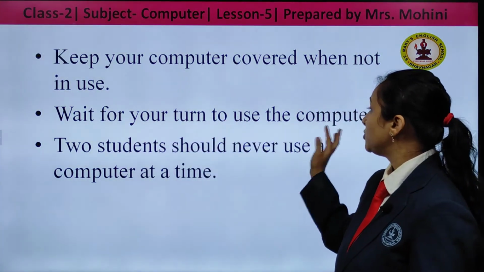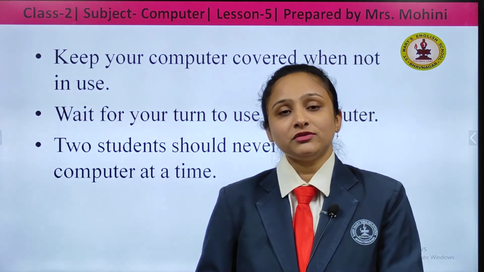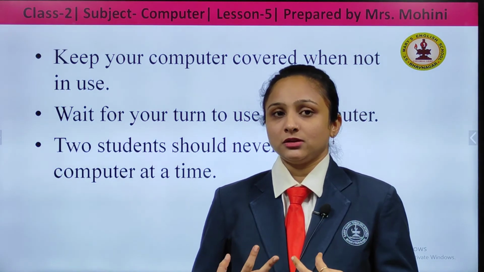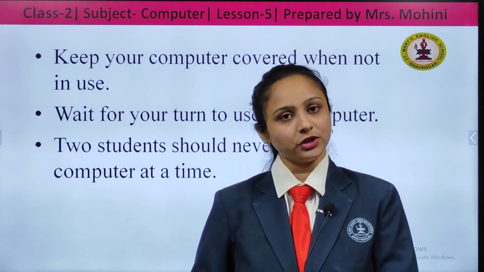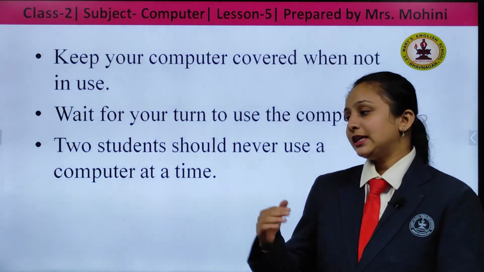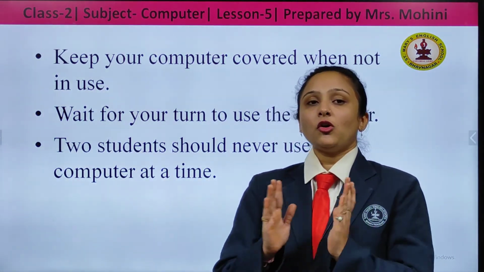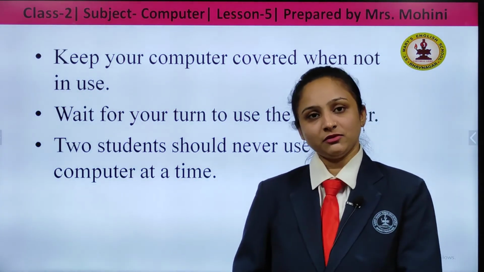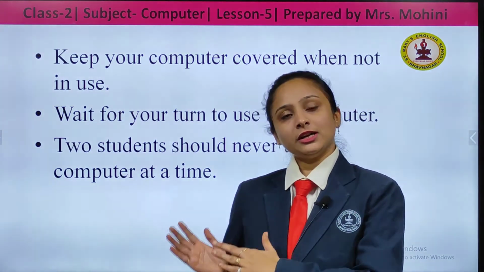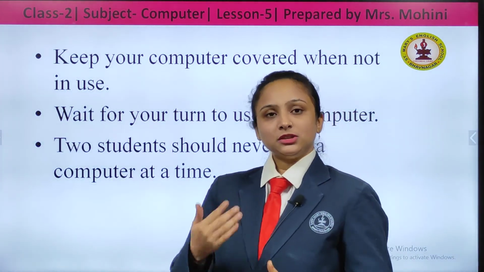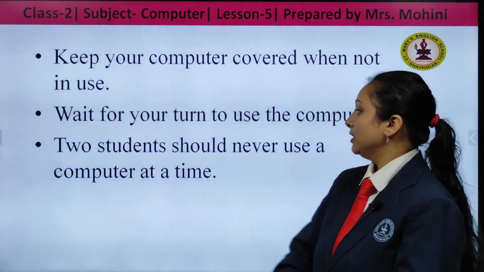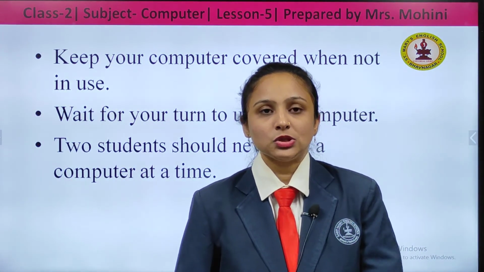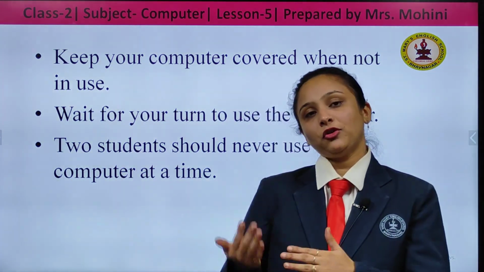Wait for your turn to use a computer. Sometimes two people use the same computer. The computer cannot understand two instructions. One instruction is enough for the computer to understand. So, when two students are there, or an elder brother or sister is there, both of them don't have to use the computer at a time. Let your turn come. Wait for a while. Let your parents go first. Let your brother go first and then wait for your turn. Two students should never use a computer at a time. Wait for your turn to come.